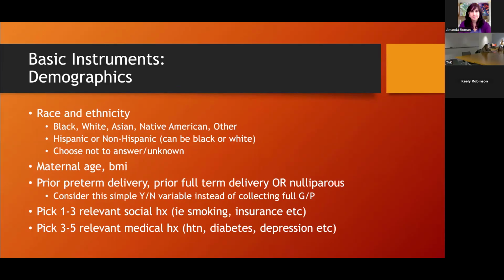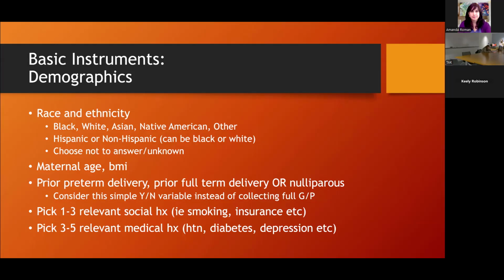Just think about what you are going to be reporting in your paper, and what is going to be important for you to know in analysis, so potential confounders, for example. Three to five relevant medical history items. Again, you could collect a lot of different medical history, but whether or not someone's hypothyroid may not be relevant to your study about, like, fetal diaphragmatic hernia, right?